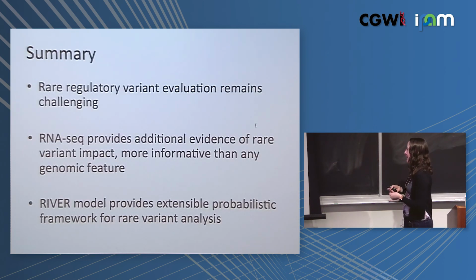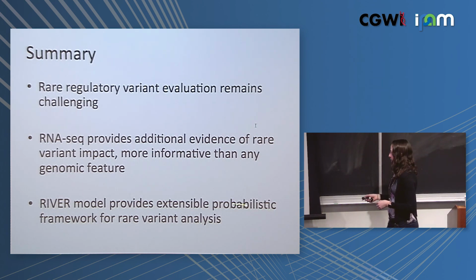So I'll go ahead and stop there, but the idea that I want to provide is that rare regulatory variant evaluation remains really challenging, but I think using new data types, including just RNA-seq in our same samples, provides much better evidence of variant impact than simply using genomic features alone or any aggregate score that's currently available. And using a relatively straightforward probabilistic model that's extensible to lots of different contexts and taking into account different information, it provides a basis for making these predictions and hopefully also evaluating them and getting some sense of your accuracy.